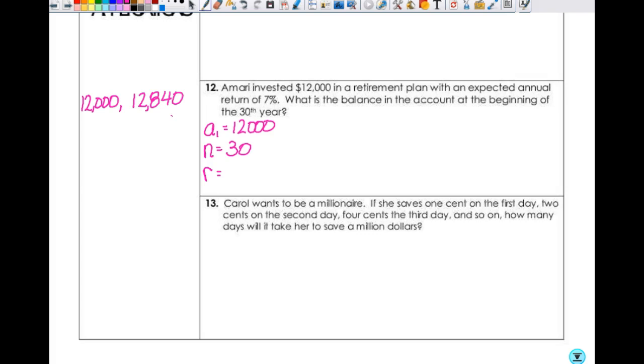You got 1.07, right? Because the 840 is 7%, so this is 107% of this. Does that make sense to you? So your rate is, yes, the interest rate is 7%, but the rate that we're talking about here, or the common ratio, is 1.07. Does that make sense to you?